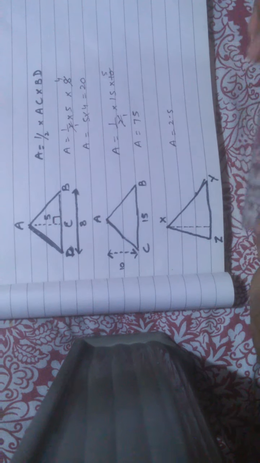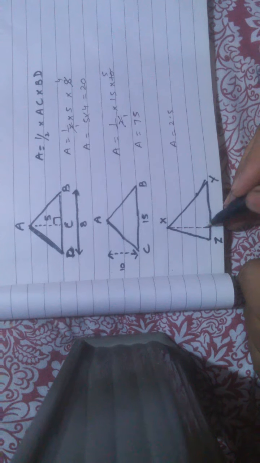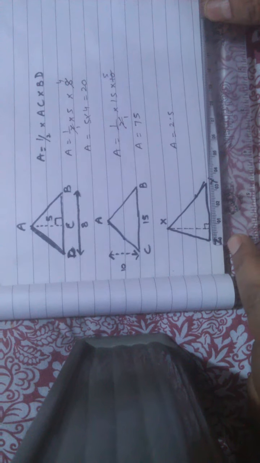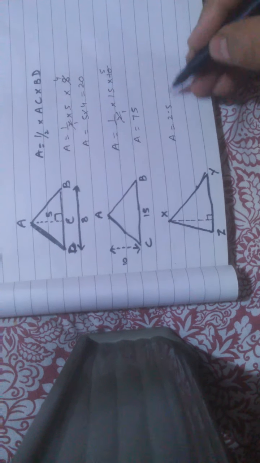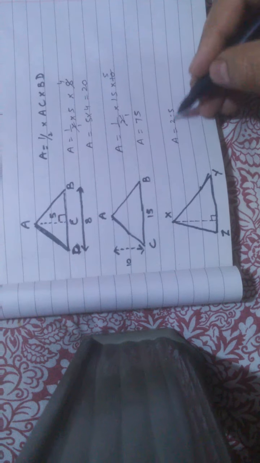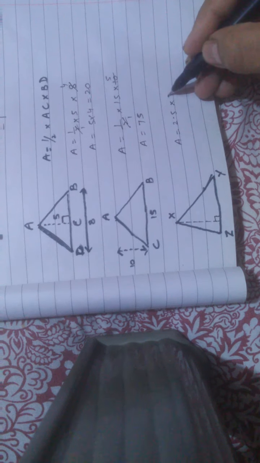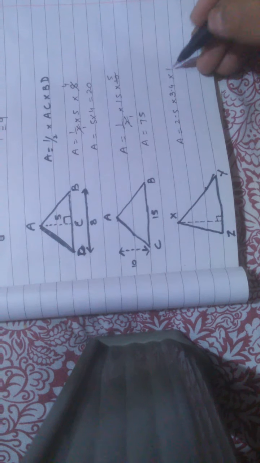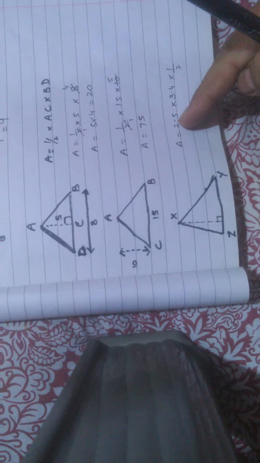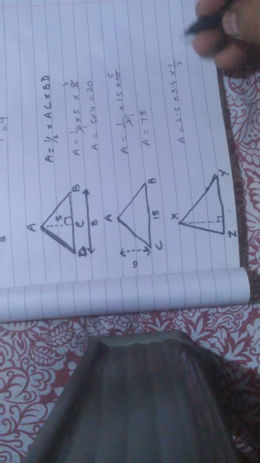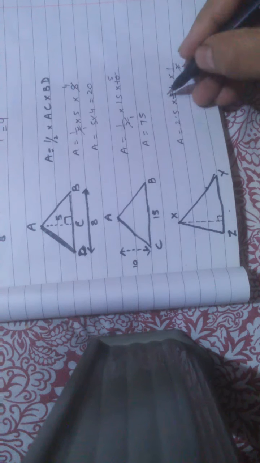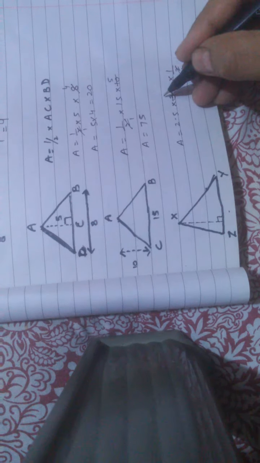Okay, and the base can also be taken as, since these 2 lines are making 90 degree with each other, so base can be taken as YZ, which is around 3.4 centimeters, right? So half into base into height means 2.5 multiplied by 3.4 multiplied by half. Base is 3.4 and height is 2.5. Now we can also simplify this 2 by this 3.4, which will give us 1.7.